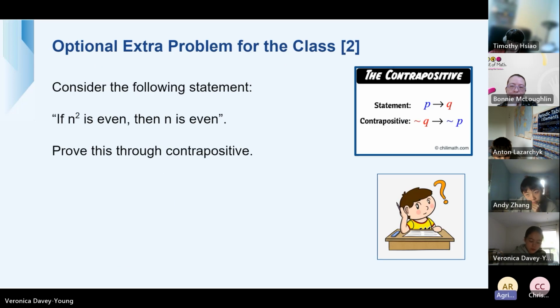So, second optional problem. Consider the following statement: if n squared is even, then n is even. Prove this through contrapositive. Next slide.